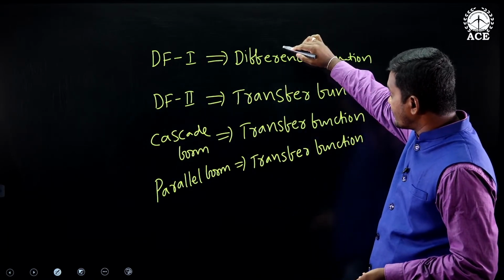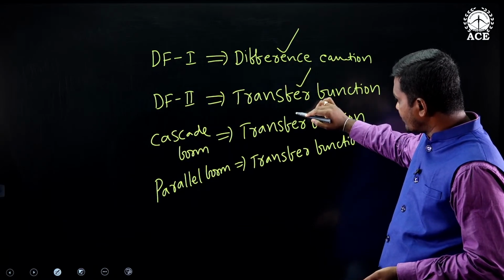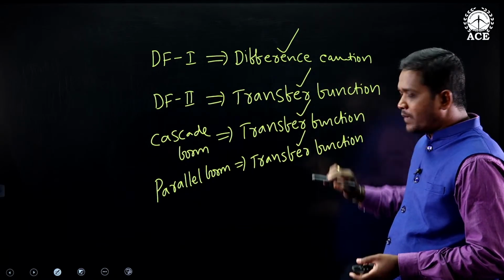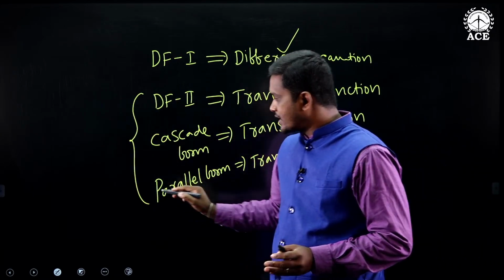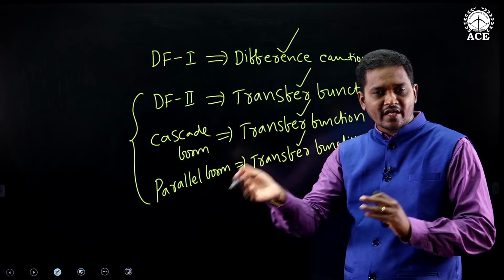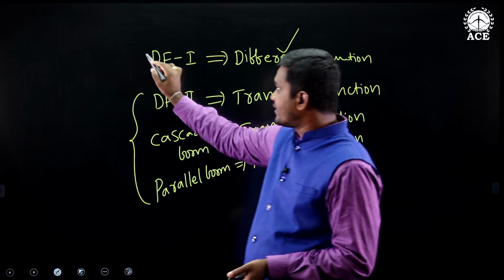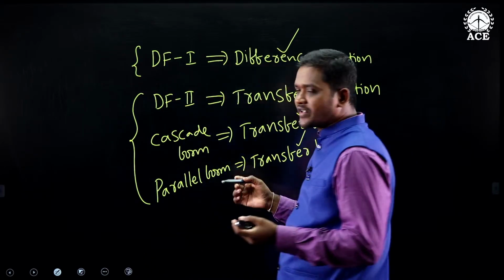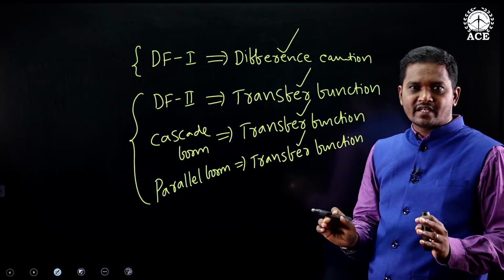So for direct form 1, we need the difference equation. For direct form 2, cascade form, and parallel form, we need the transfer function. Suppose for the last 3 methods, if the difference equation is given, first convert it into a transfer function, that is the first step. If they directly give the transfer function, no issue. For the first method, if they give a difference equation, no issue. If they give a transfer function, convert the transfer function to a difference equation.